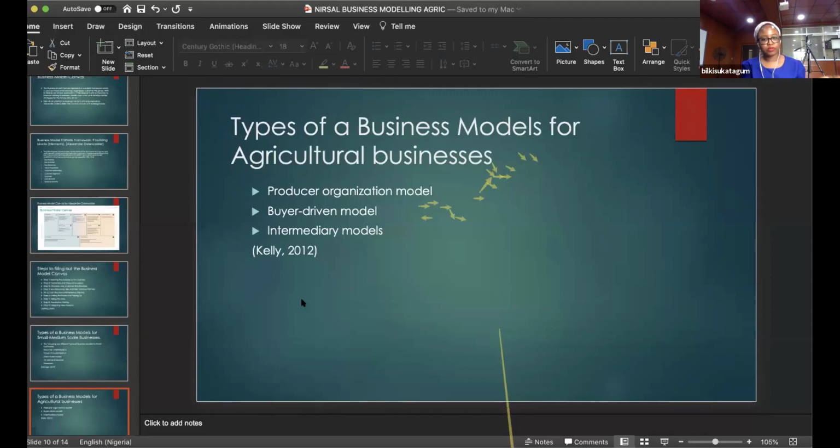Okay, the motivation for that is you're trying to access new markets and increase your bargaining power. You have a small group cooperating, partnering with other people to get your product to your customer itself. That's what the producer organization model is.